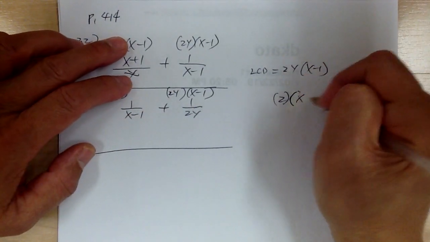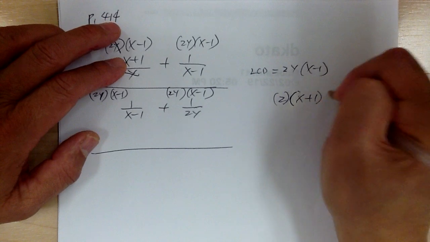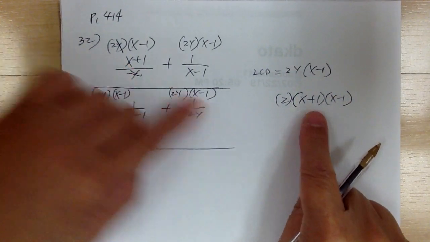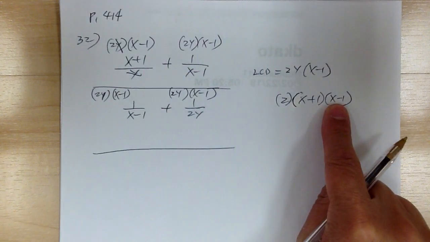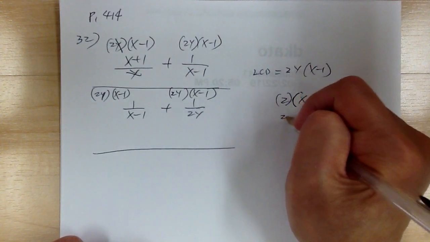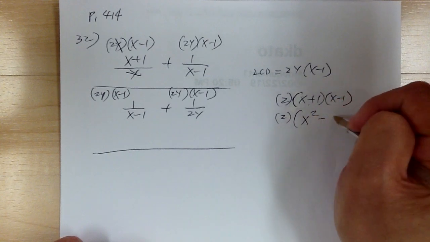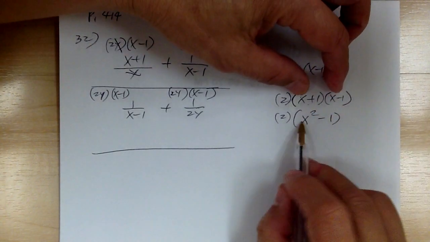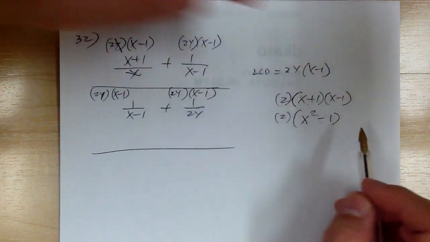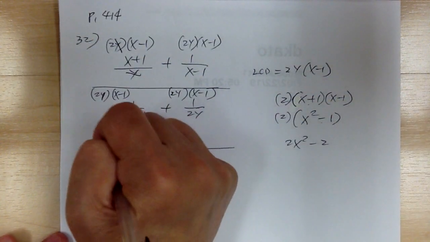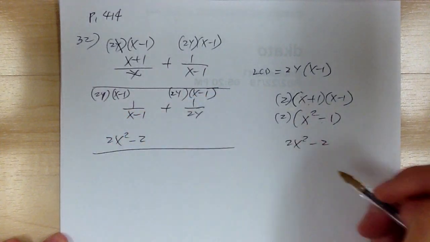Okay, so you've got x plus 1, x minus 1. Now you always want to multiply the conjugate first, okay, because it will make things a lot easier. So the conjugate, when you multiply, you get x squared minus 1. Right? So this will give you x squared minus 1. Then after that you distribute, so you get 2x squared minus 2. Okay, so that's that one.